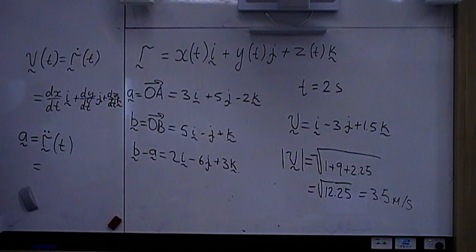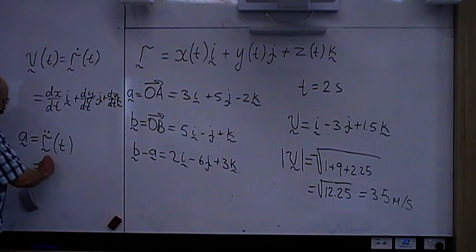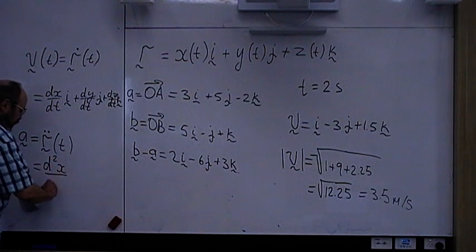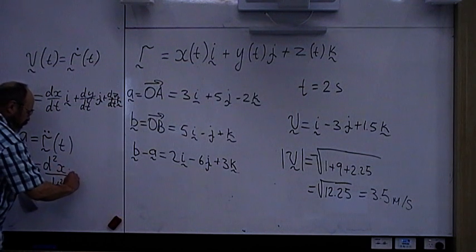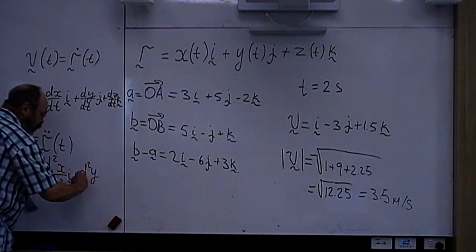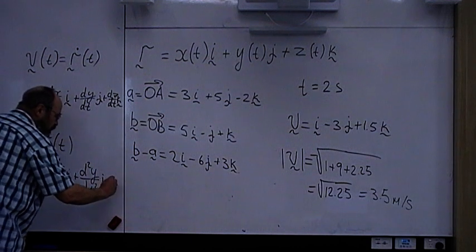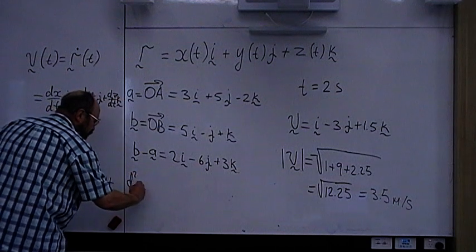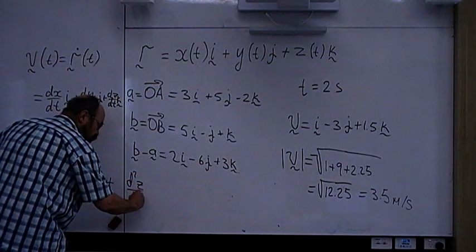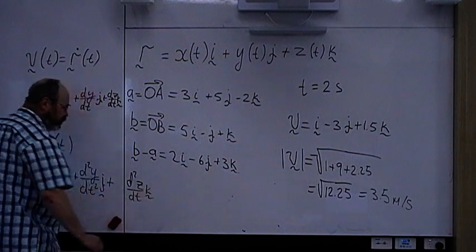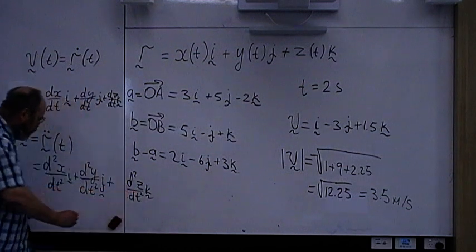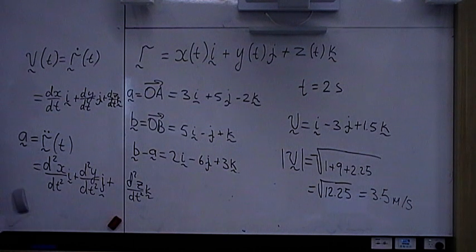And by the way, if you have acceleration, to get to the position vector you will need to do anti-differentiation twice. So acceleration will be equal to the second derivative of x over t times i, plus the second derivative of y over time times j, plus the second derivative of z over time times k. So that's how we find acceleration, as a second derivative of the position vector.